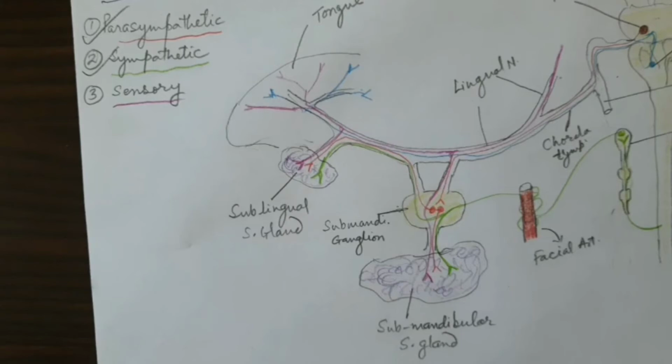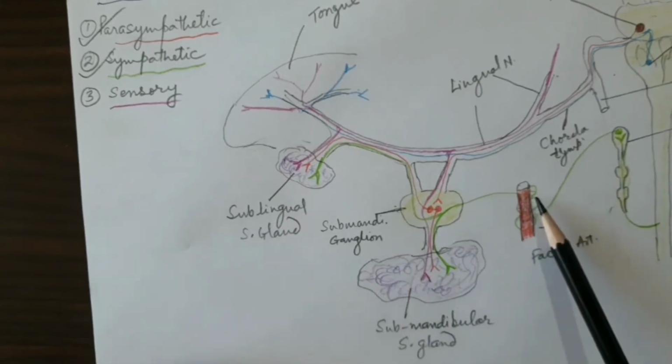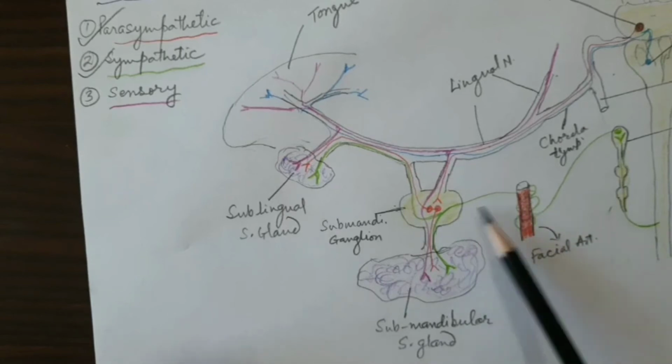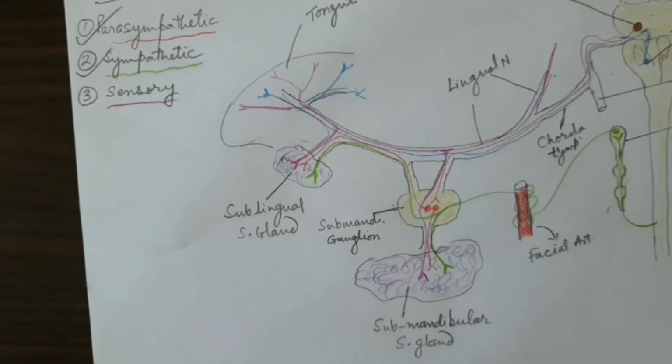that of the parasympathetic. Since the facial artery is close to this gland and this ganglion, it can easily send its fibers to the gland through this submandibular ganglion. That's why they just pass through the ganglion without relay.